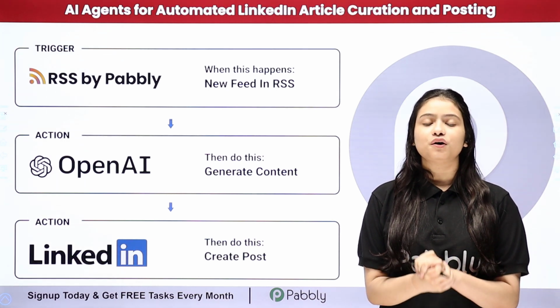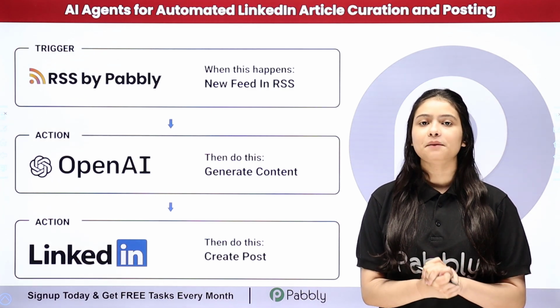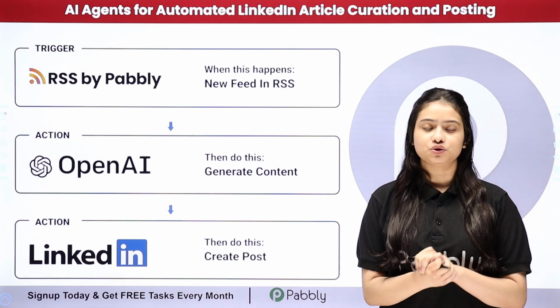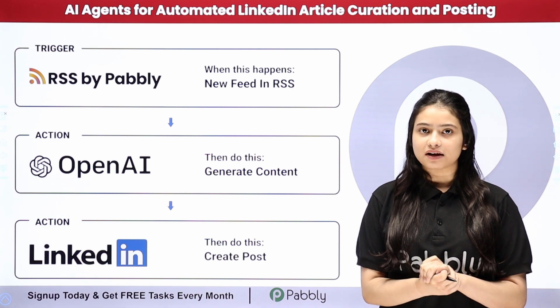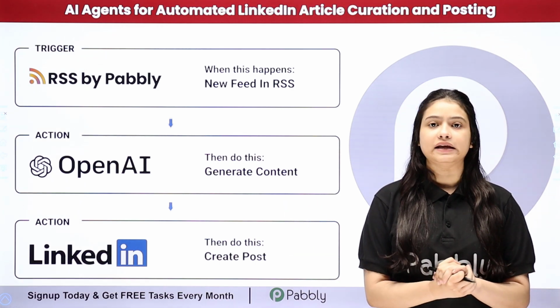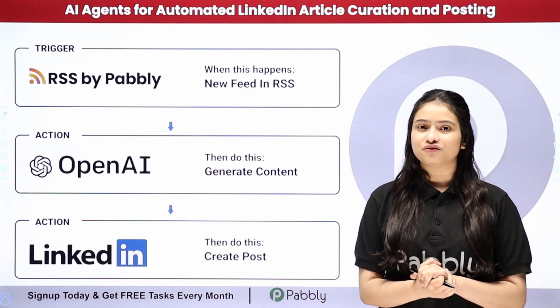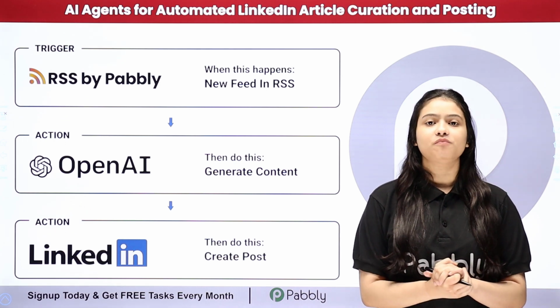Therefore, I have decided to automate this entire process with the help of my AI agent, that is OpenAI and Pabbly Connect. Now, every time a new feed related to business is going to be received through RSS by Pabbly, automatically that feed is going to be converted into an article and it is going to be posted on my LinkedIn page. Now, to automate this entire process, I'm not going to use any kind of coding and programming skills. I will be connecting all these applications with the help of Pabbly Connect.